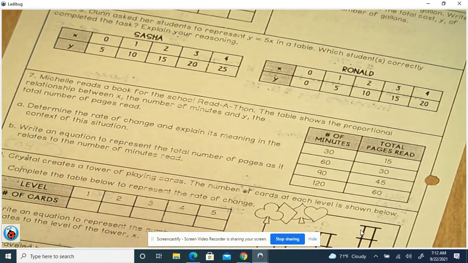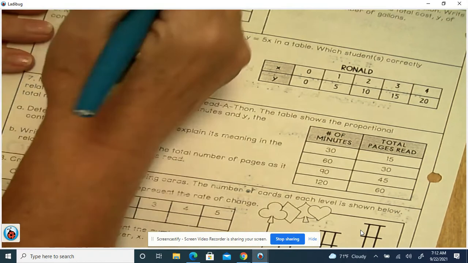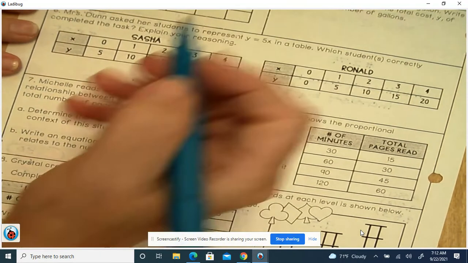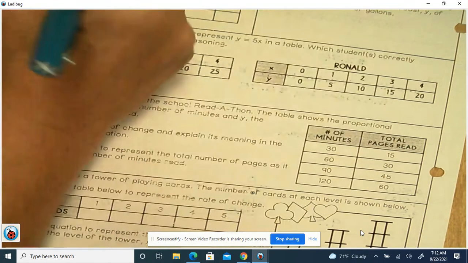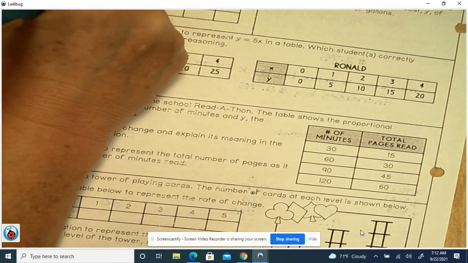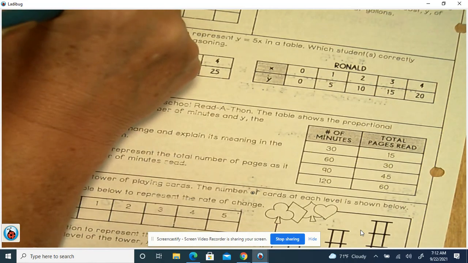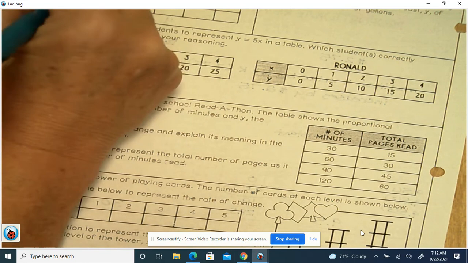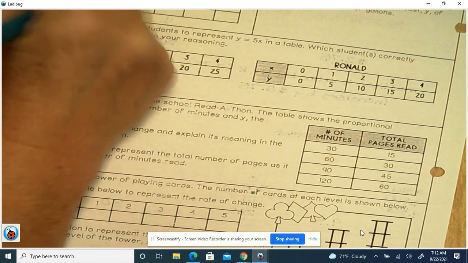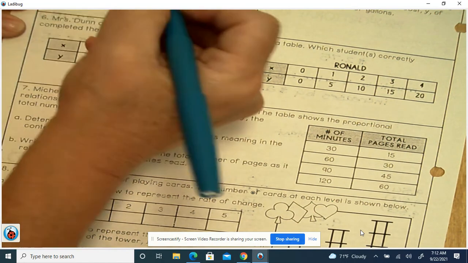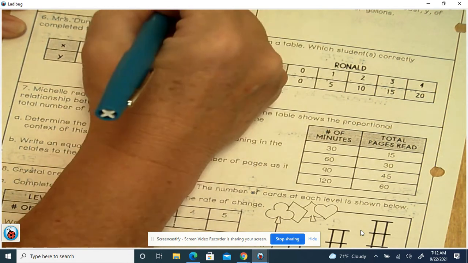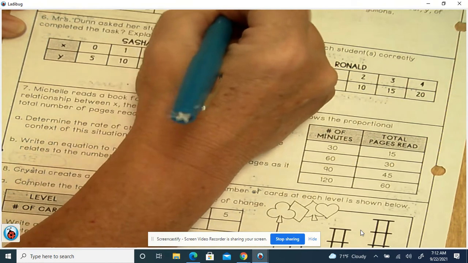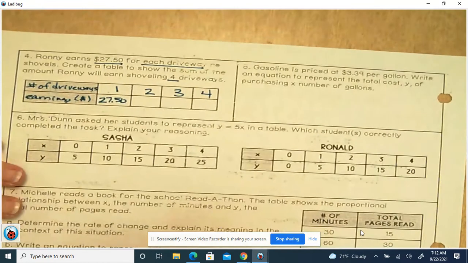Here we're given a question and a table. It says Ronnie earns $27.50 for each driveway he shovels. Create a table to show the amount Ronnie will earn shoveling 4 driveways. So we've got the number of driveways and his earnings. In one driveway, he earns $27.50. That's given to us in the problem. So 2, 3, and 4. Sorry, y'all couldn't see that.